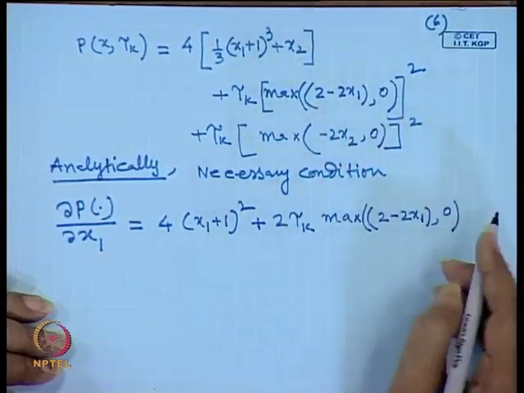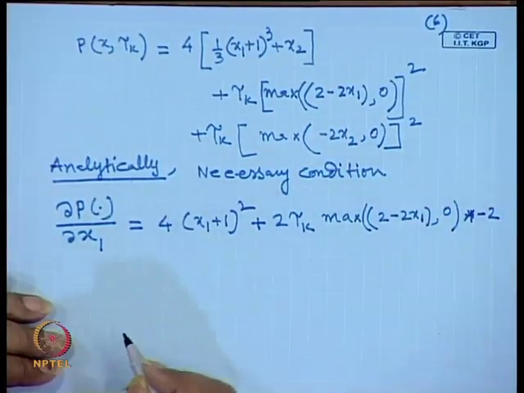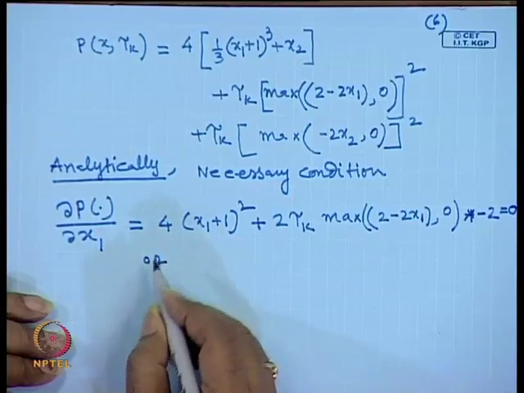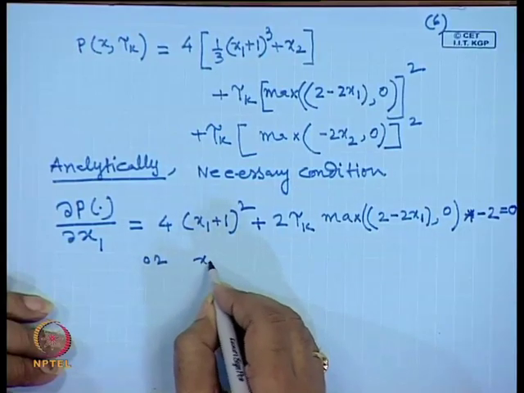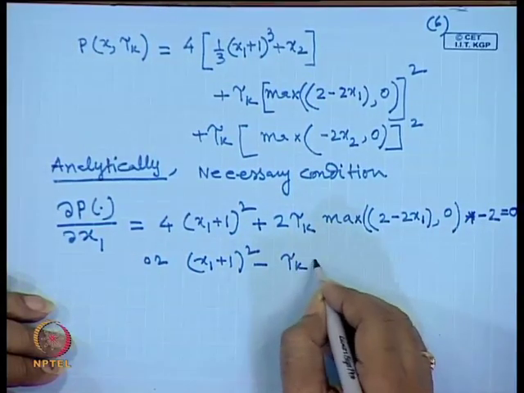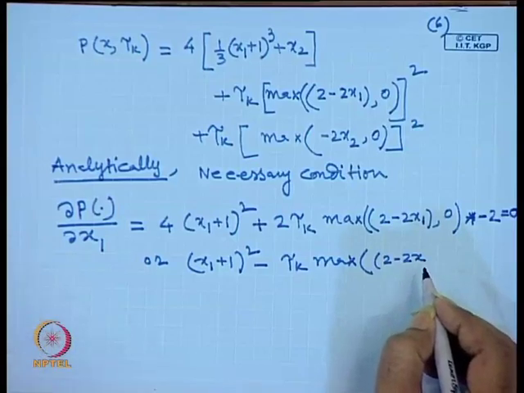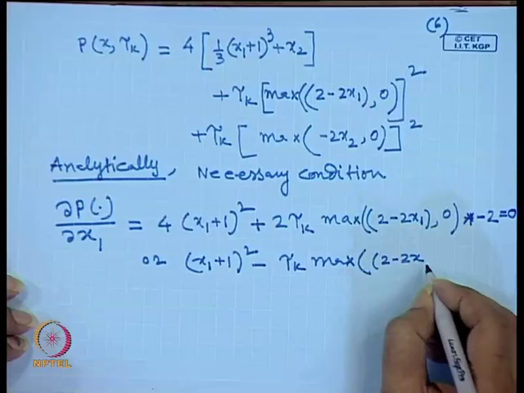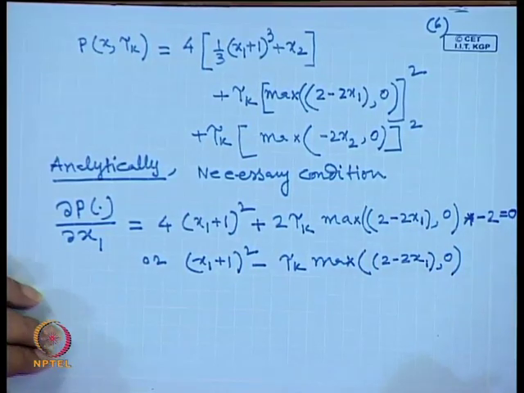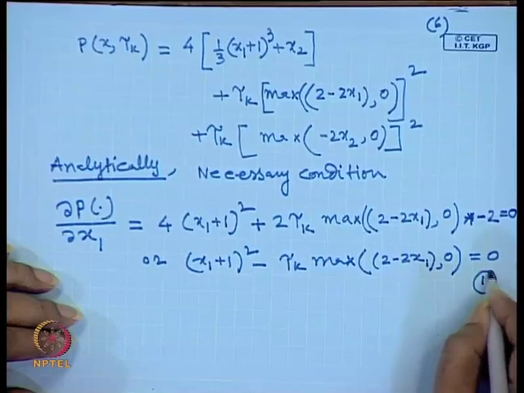Okay, I am differentiating with respect to x1. Differentiating the term gives minus 2, and the term that has no x1 goes to 0. So ultimately it is 4, and the 2 and 4 cancel. So I write (x1 plus 1) whole square minus tau k max of (2 minus 2 x1, 0) times minus 2 x1 is equal to 0. Agree? Let us call this equation number 1.